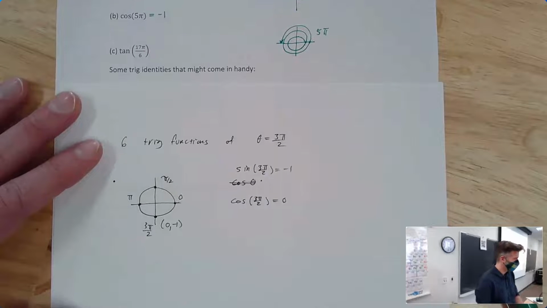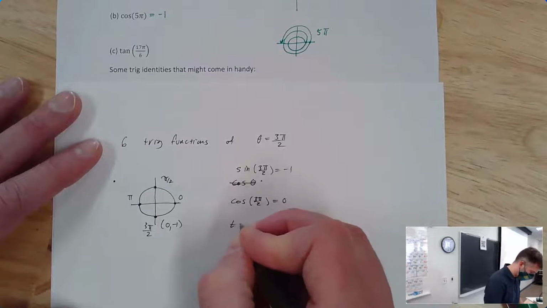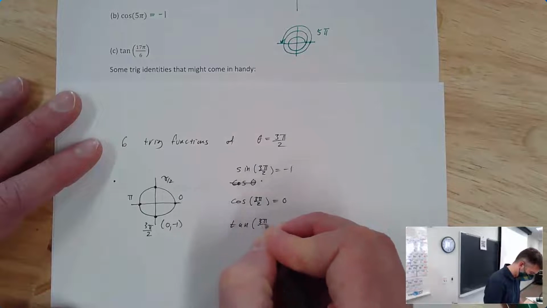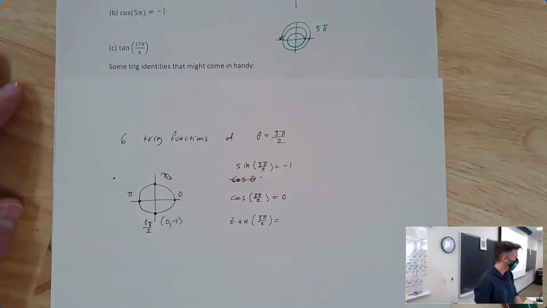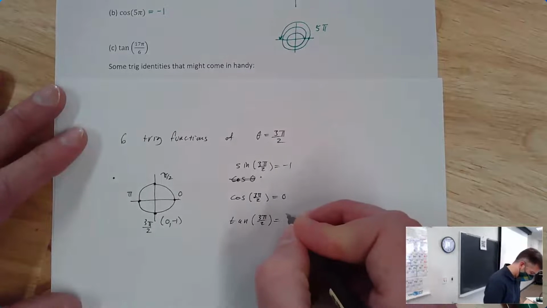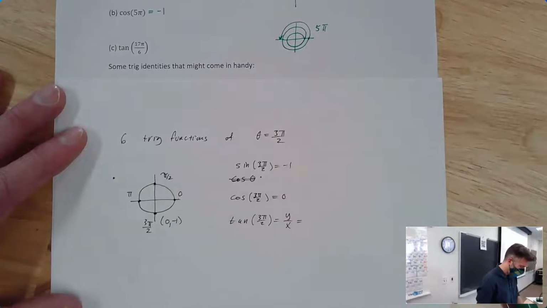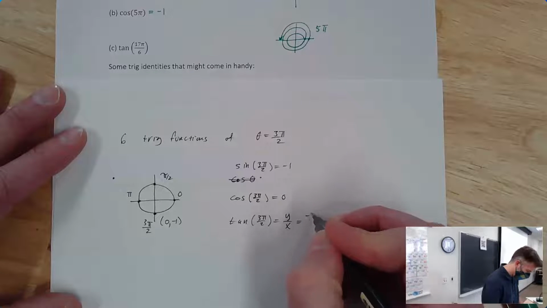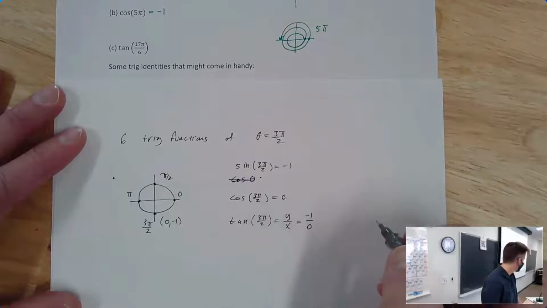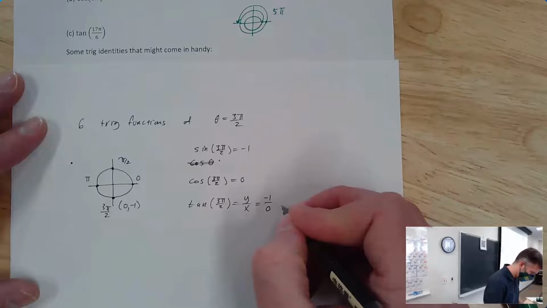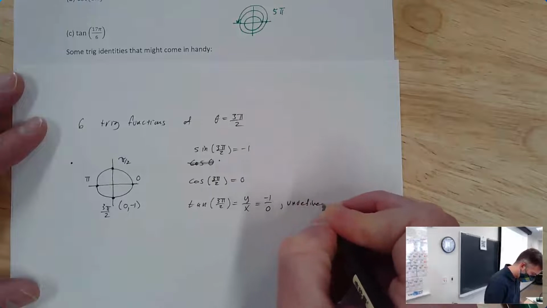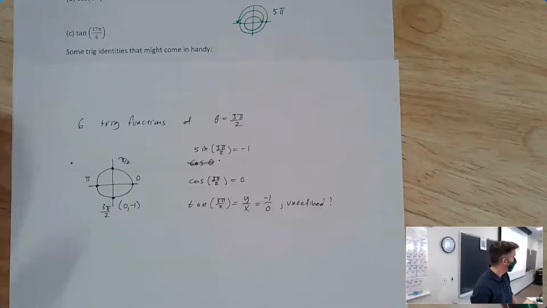And what's cosine going to be? Or sorry, what's tangent going to be? It's a good question. Tangent is the y over the x. But what's y over x? Right, which is, in this case, -1 divided by 0? That's undefined. Tangent of 3 pi over 2 is undefined. That's the answer.